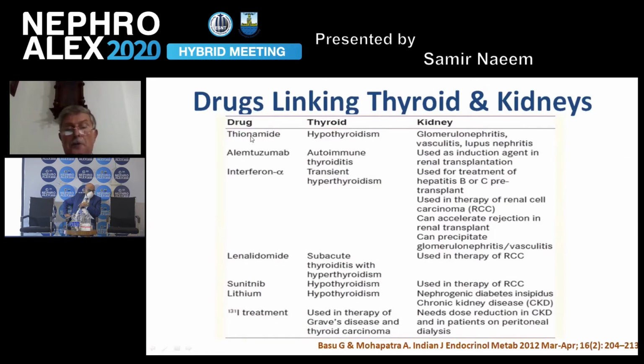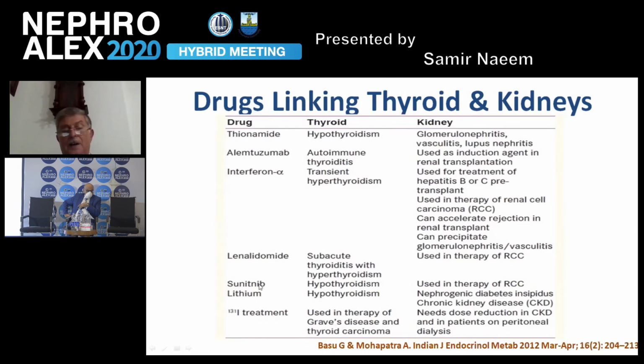Propylthiouracil, which we use for the treatment of hyperthyroidism, can sometimes, although rarely, cause glomerulonephritis and vasculitis. The use of alemtuzumab, which is used as an induction agent in renal transplantation, can lead to autoimmune thyroiditis. Interferon alpha, used for treatment of hepatitis B or C pre-transplantation, and even used for the treatment of renal cell carcinoma, can lead to transient hyperthyroidism. Lenalidomide, used again for renal cell carcinoma, can lead to subacute thyroiditis with transient hyperthyroidism.